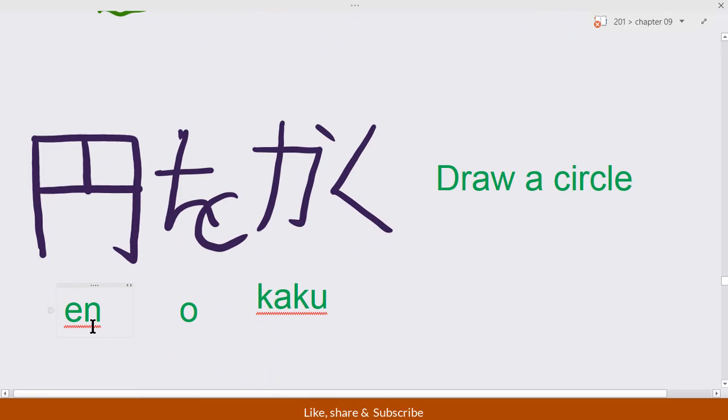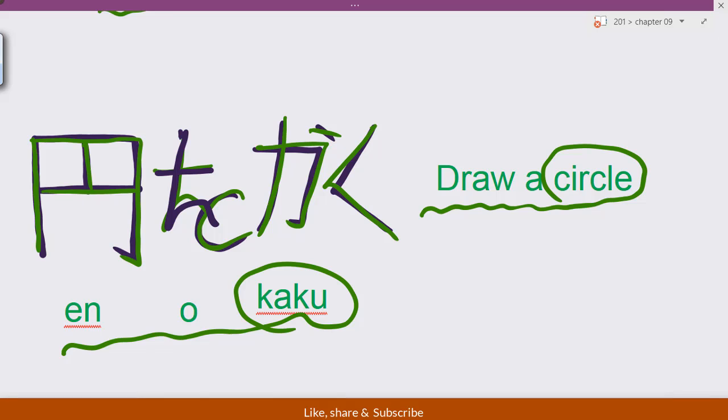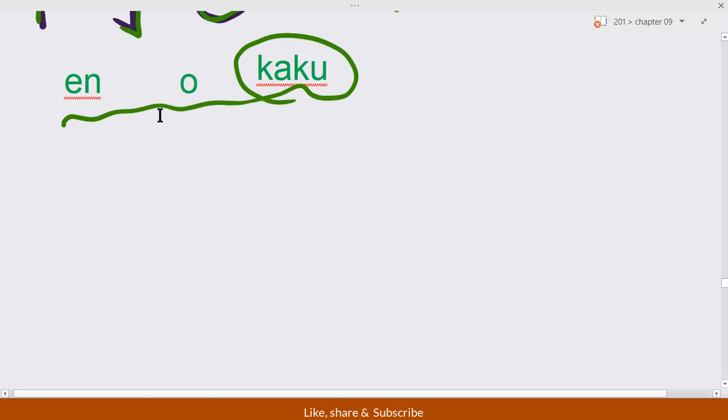So here, en o kaku, draw a circle. En o kaku. So no kaku, so here is en, no, this is the hiragana, no kaku, so draw a circle, no kaku, draw a circle.